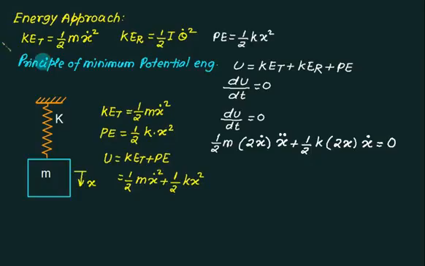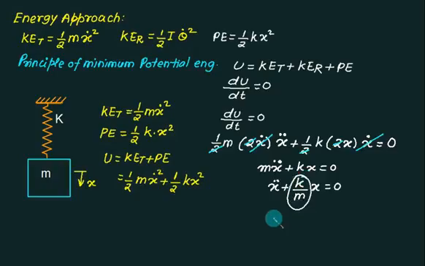In all these equations, ẋ will always get cancelled. The 1/2 cancels, and 1/2 and 2 cancel. So you are left with the equation m ẍ plus k x equals 0. This can be written as ẍ plus (k/m) x equals 0. Therefore this term is ωn², so ωn is the square root of k/m.